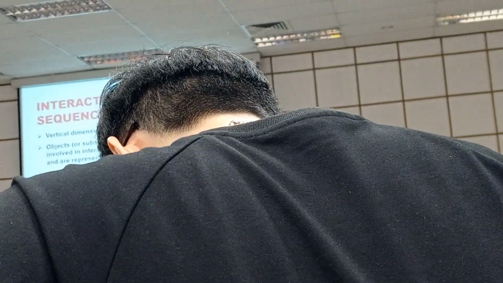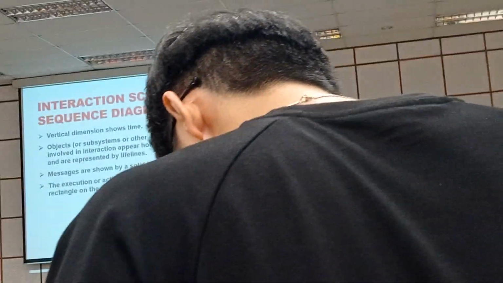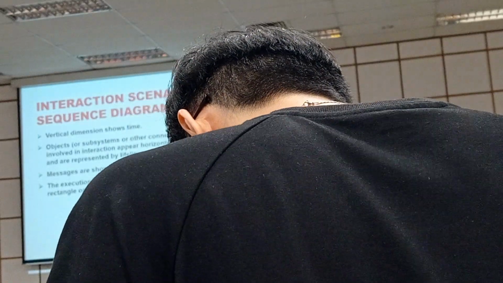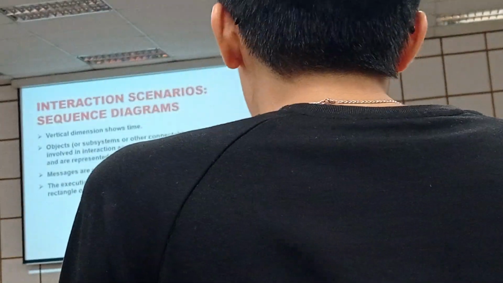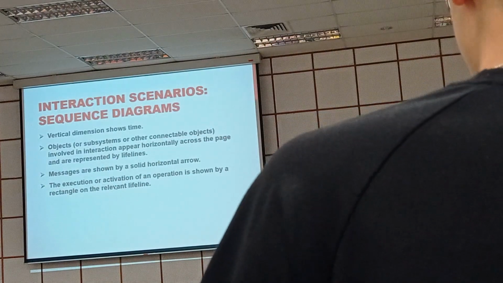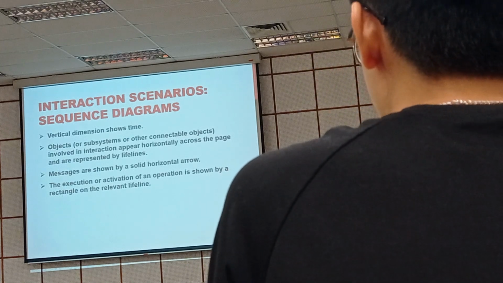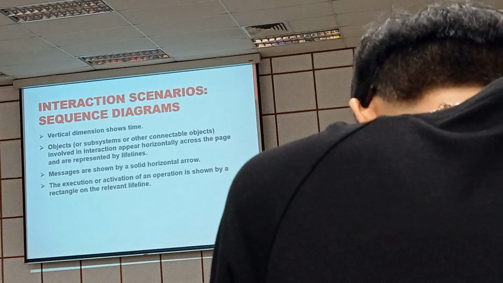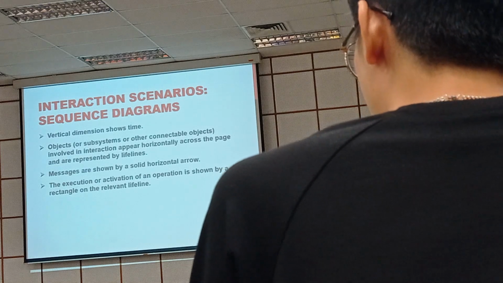The vertical dimension shows time. Objects or subsystems involved in the interaction appear horizontally, so one object, next object, next object, horizontally. Messages are shown by a solid horizontal arrow. The execution or activation of the object operation is shown by a rectangle. You have one object with its lifeline, but when the object is activated, on the lifeline you will draw a rectangle.